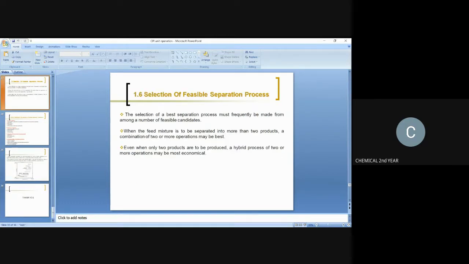Selection of feasible separation process. The selection of a best separation process must frequently be made from among a number of feasible candidates. When the feed mixture is to be separated into more than two products, a combination of two or more operations may be the best. Even when only two products are to be produced, a hybrid process of two or more operations may be most economical.